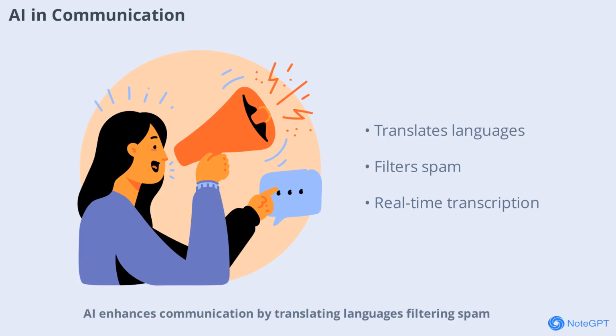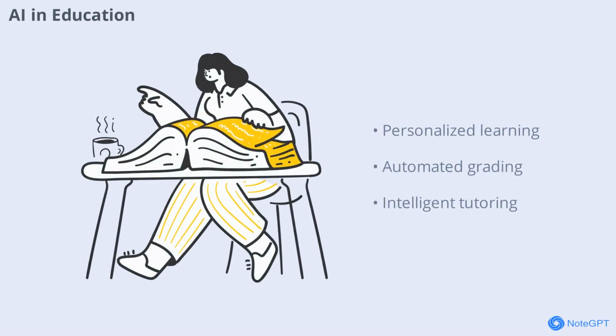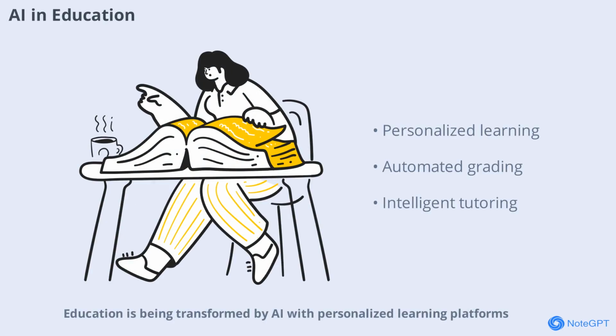AI enhances communication by translating languages, filtering spam, and enabling real-time transcription. These tools break down barriers and make it easier for people to connect across the globe. Education is being transformed by AI with personalized learning platforms, automated grading, and intelligent tutoring systems. These tools adapt to each student's needs, making learning more effective and engaging.